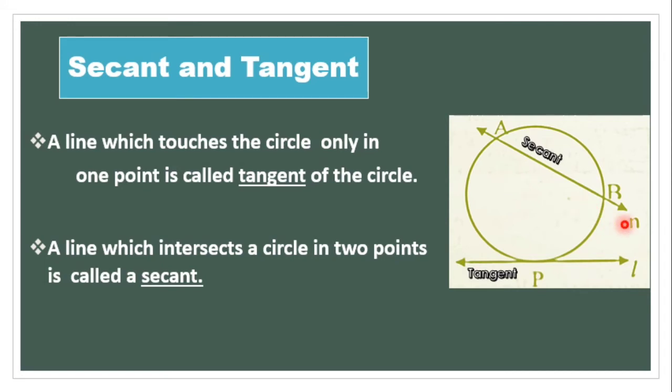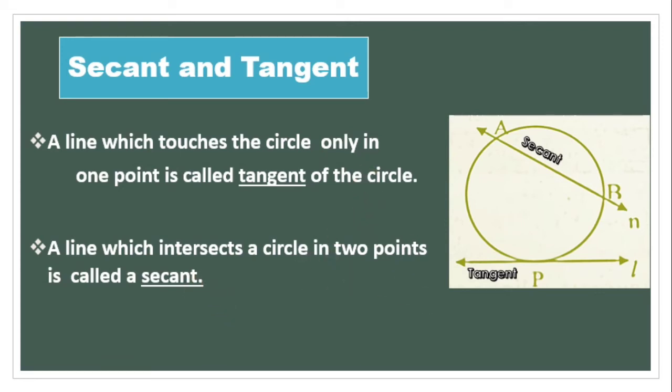So here, this line n intersects the circle in 2 points, here point A and point B, so we are calling it a secant. And here is line L which touches the circle in only one point P, and that is why it is a tangent. One more time I will read the definitions. A line which touches the circle in only one point is called a tangent, and a line which intersects a circle in 2 points is called a secant. I hope you have understood both definitions.